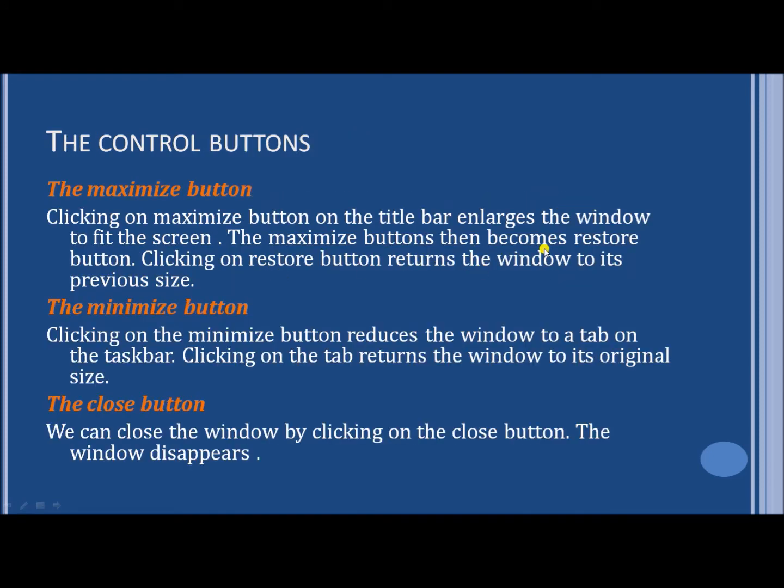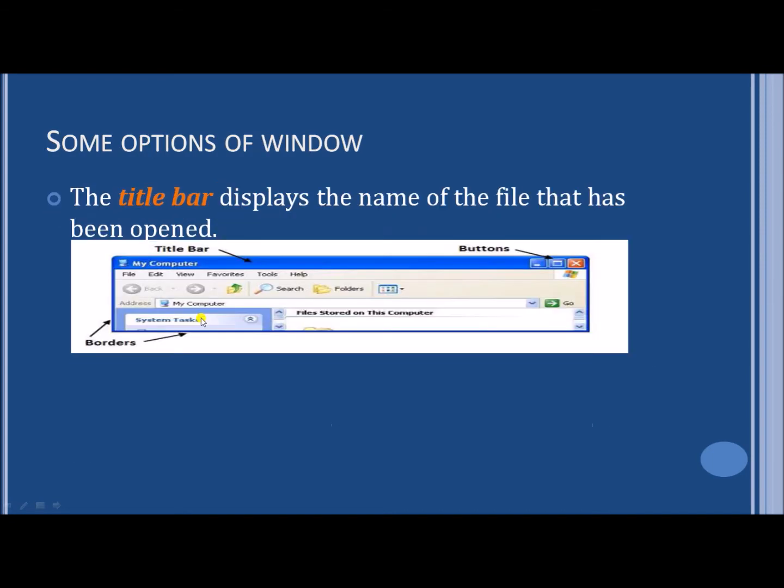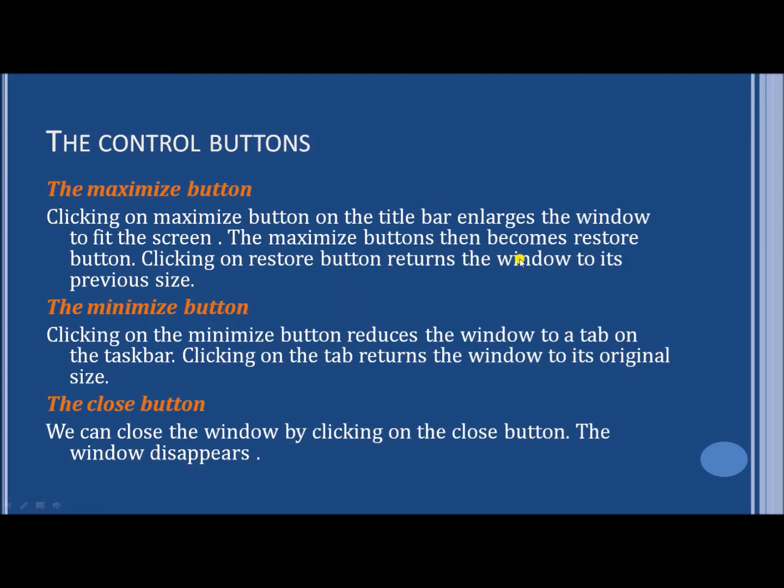The maximize button becomes a restore button after making the window full screen. Clicking on the restore button returns the window to its previous size, that means partially on the screen. Then there comes the minimize button. Here the minimize button is this underscore button, or you can say a minus sign button. This button is the minimize button.